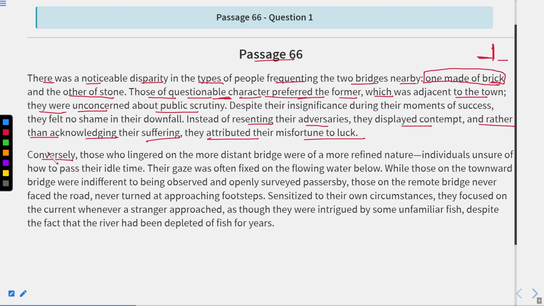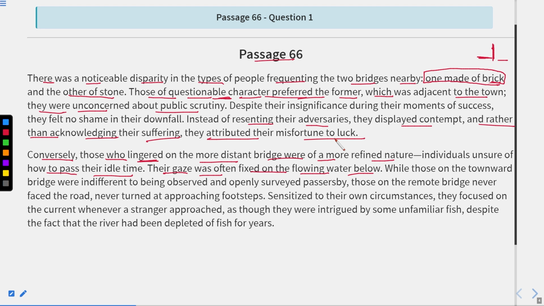Conversely, it means on the contrary, or on the other hand. Those who lingered, meaning stayed, on the more distant bridge, were of a more refined nature. Individuals unsure of how to pass their idle time. Idle means their spare time. Their gaze was often fixed on the flowing water below. For example, the water is flowing below the bridge, and their gaze is focused on it, means they just continuously stare towards that particular water which is flowing below.